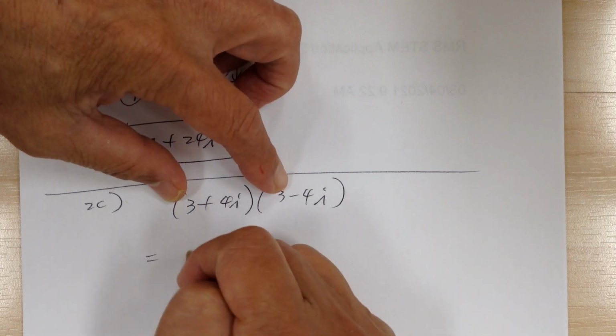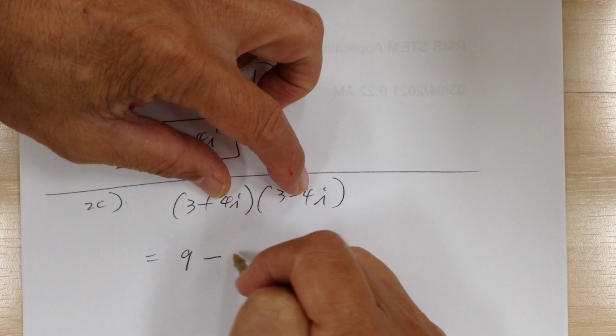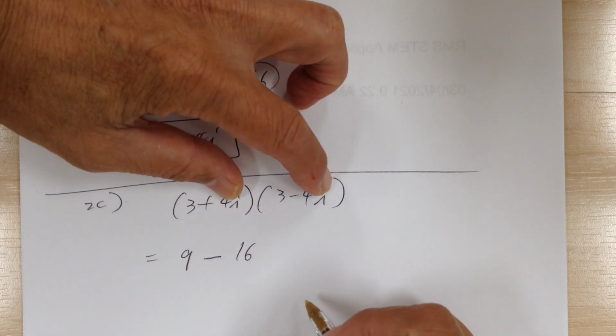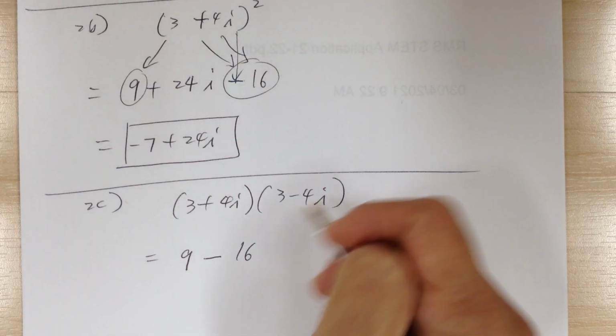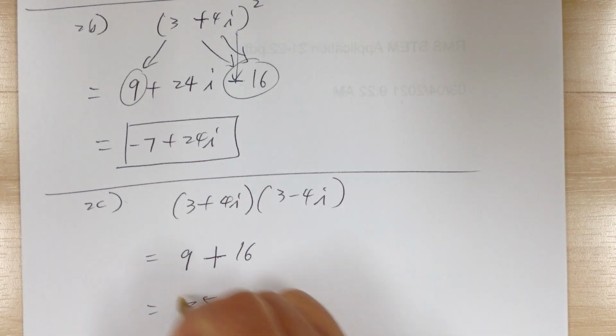So 3 times 3 is 9. Plus times minus is minus. 4 times 4 is 16. i times i is negative 1. So negative 1 will make this into positive. And therefore this is equal to 25.